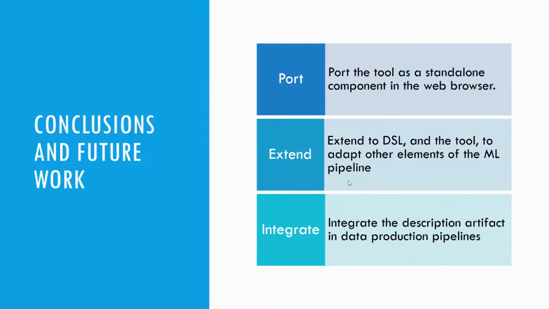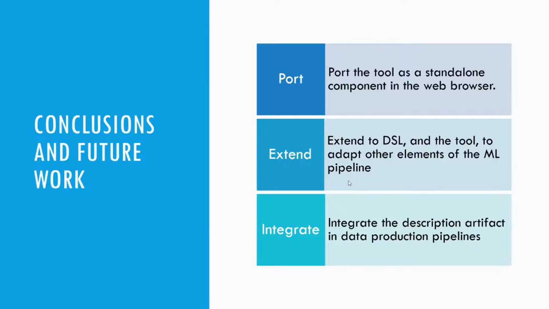The second point is extend. We plan to extend the DSL and the tool, obviously, to adapt other elements of the machine learning pipeline. For instance, if we get the output of the machine learning models, we can calculate fairness metrics. I think there is a paper being presented right now in another room which has a DSL for calculating these metrics on models. I have to talk with the author.